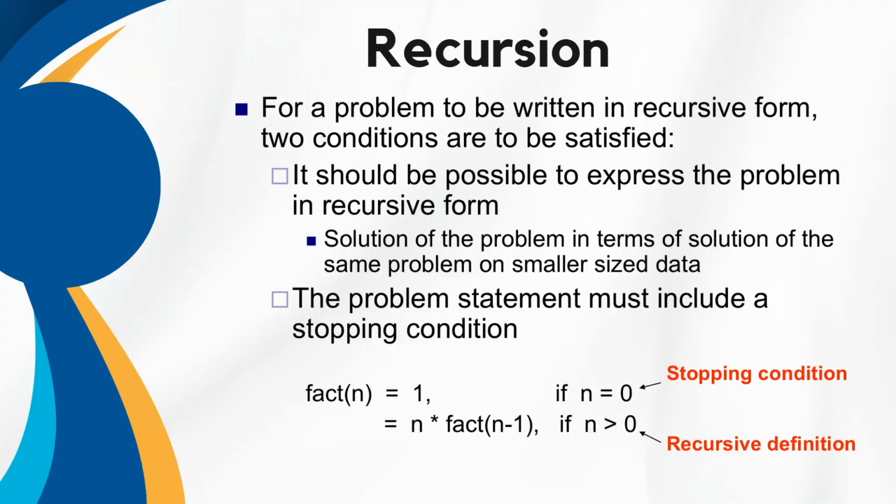The second criterion that is expected is that the problem should contain a stopping condition. So, when we frame the problem statement, it should have a stopping condition. If we consider factorial as the problem, then the stopping criterion would be: when n is 0, factorial of 0 is 1. For all other values of n, we always say that fact of n is n star fact of n minus 1. That is what we call the recursive form or recursive definition.